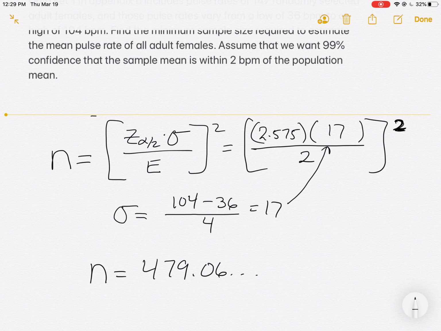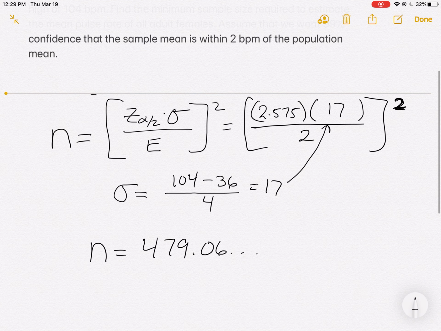479.06, and it keeps going. So I can't give you full credit for 479.06. 479 would be wrong because it's not big enough. It's got to be a sample size, which has to be an integer. And so my choices are limited. It's only 480 would be the minimum sample size required.